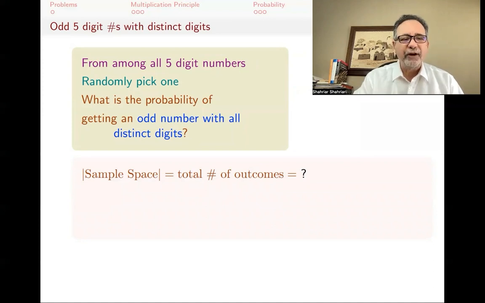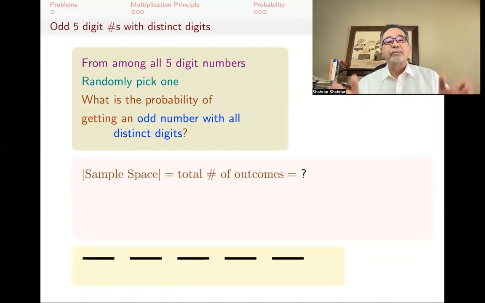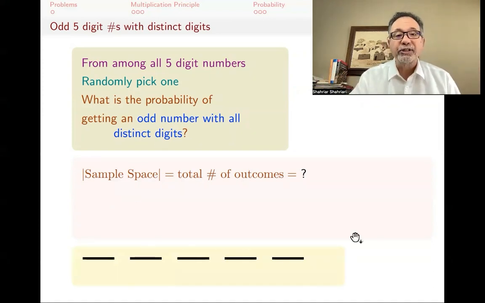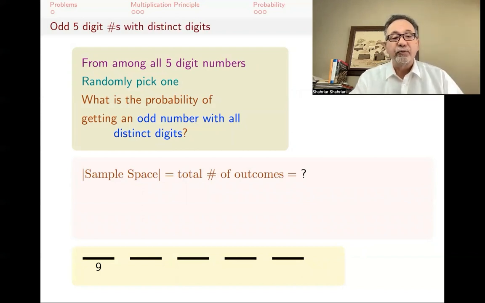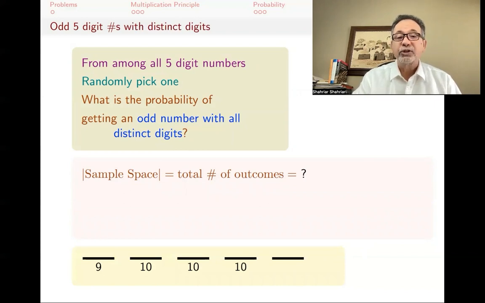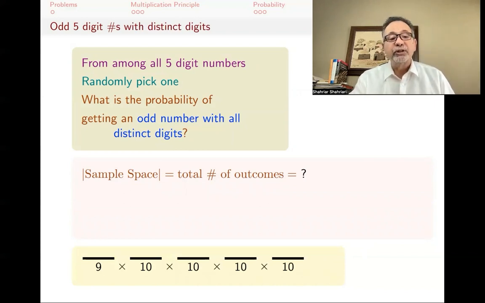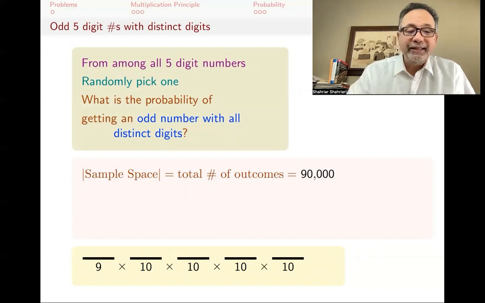How do I find out how many 5-digit numbers I have? It's a 5-digit number. I have 5 spots to put digits in. How many choices do I have for the first spot? 9, because this is a 5-digit number. I can't put a 0, so I have digits 1 through 9. And then regardless of what I do there, I have 10 choices here, 0 through 9, 10 choices, 10 choices, 10 choices. Multiplication principle gives me that I have 90,000 choices. So 90,000 5-digit numbers.